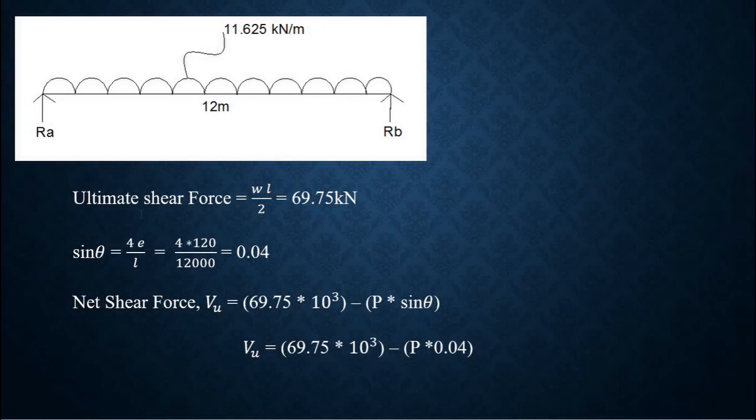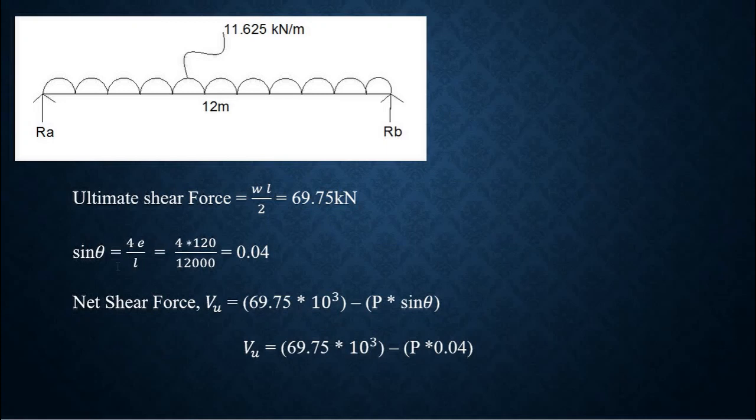Then it's a calculation for ultimate shear force. For the ultimate shear force, the formula is WL by 2 for a simply supported beam carrying a UDL. And the shear force will be maximum at the supports. So WL by 2 is equal to 69.75 kilonewton. W you should consider 11.625 into length by 2, you will get this value.